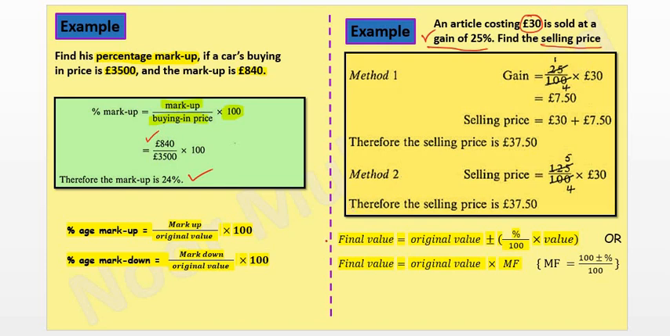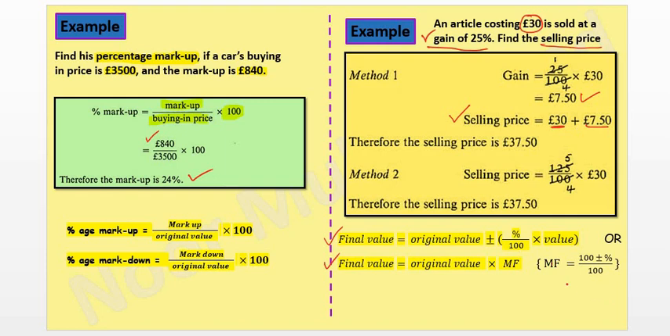So if you remember, I explained two methods to find the final value or the final price. The first method is to find how much is the gain. And how can we find the gain? We will write 25 out of 100 and times it by 30. When you simplify it, it gives you 7.50 pounds. And then to get the final price, or the selling price, add this amount to 30.